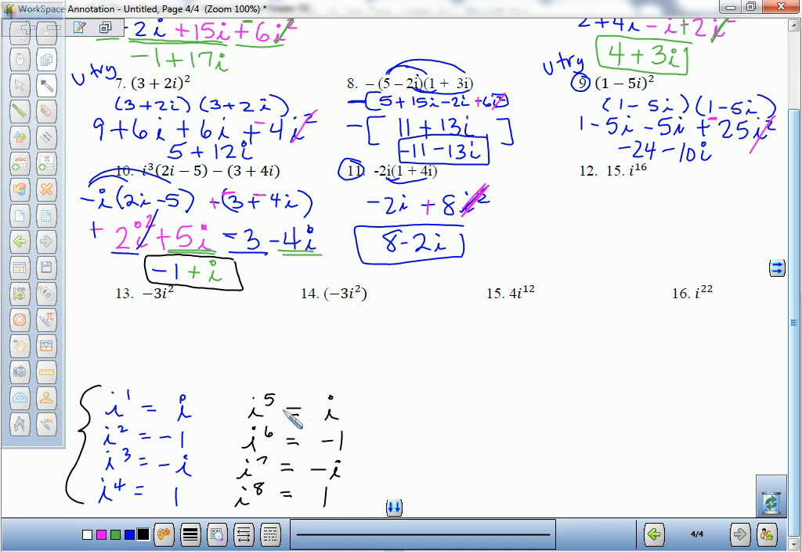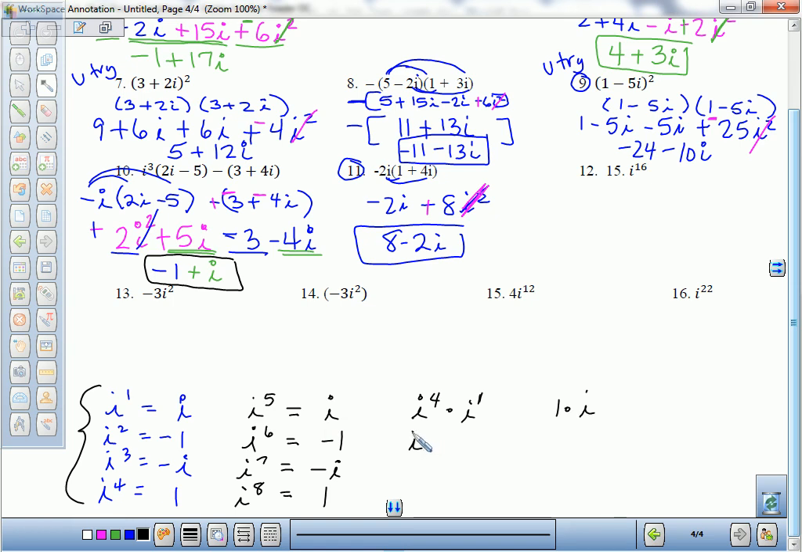Let me prove to you why I to the 5th is just I. Could I write I to the 5th as I to the 4th times I to the 1st? Yeah, because 4 plus 1 is 5. What do we say I to the 4th was? 1. And I to the 1st is just I. So what is 1 times I?